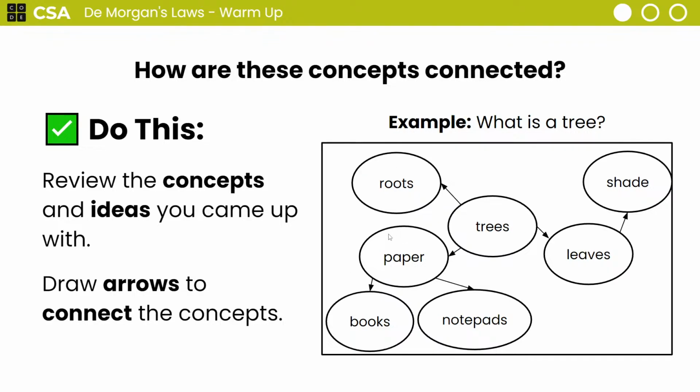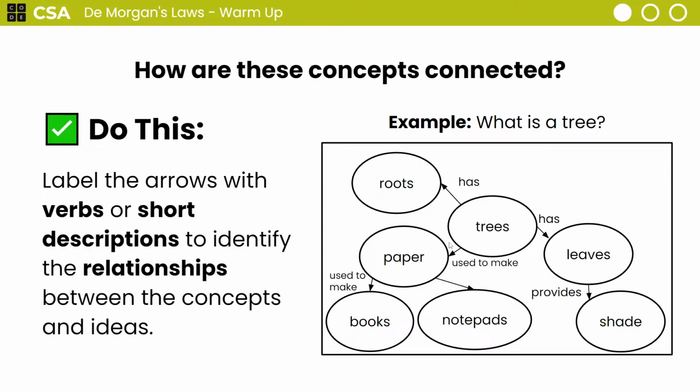Then you can add arrows, kind of just like this. If we had trees, we go to paper, we go to books, all that type of stuff. Kind of like what's the process of how is everything connected to each other? And just kind of like I did, use to make books, all that type of stuff.